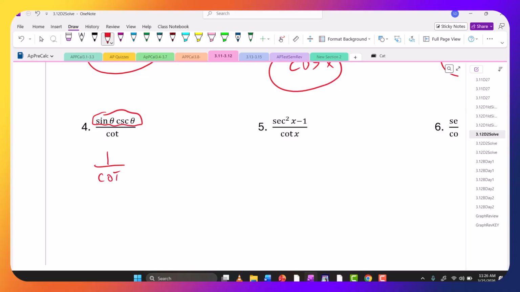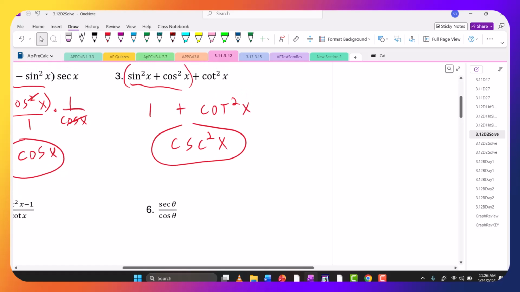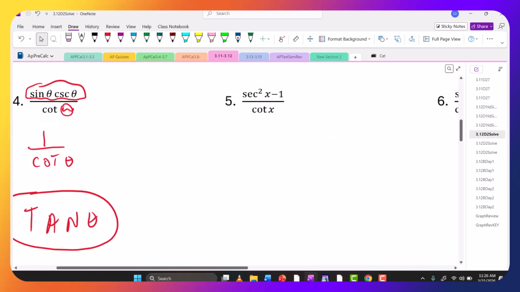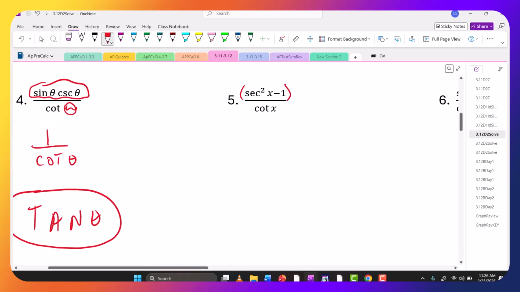I don't like this, and I just yelled at a couple students there. There should always be an angle measure there, so always write your angle measures. And then this is tan, because 1 over cotangent is tan. How many people got tan on that one? How many people got 3? A lot of people got 3? Nice. Okay, what's secant squared minus 1?